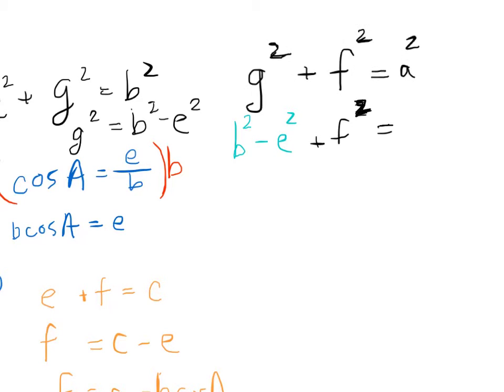Let me redo that. I didn't really redo it, I just traced over it a bunch of times. So b squared minus e squared plus f squared equals a squared. I'm going to rewrite the left side of this equation. I'm just going to reorganize it.